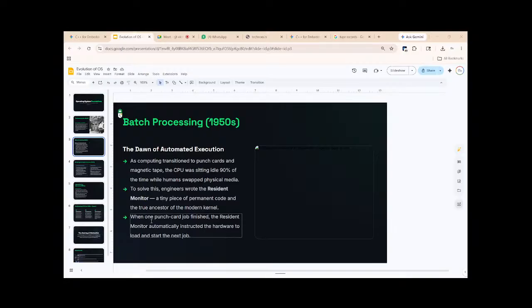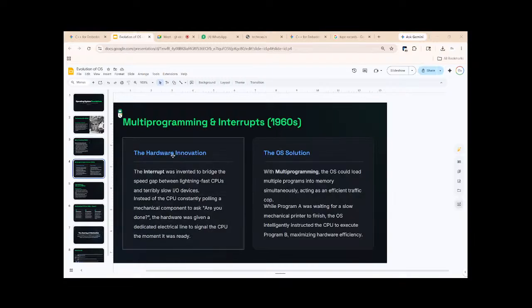Now, when one punch card job is finished, the resident monitor automatically instructs the hardware to load and start the next job. It automates the whole process itself. Now let's move on to the next slide.